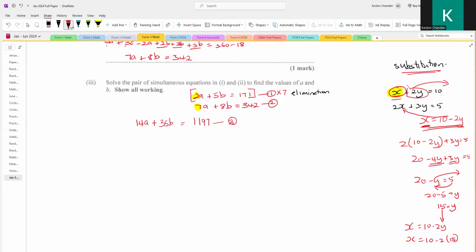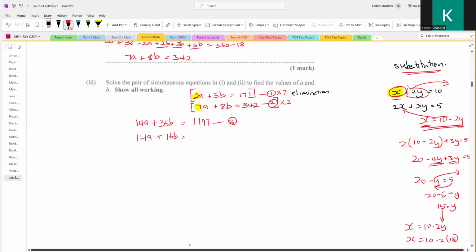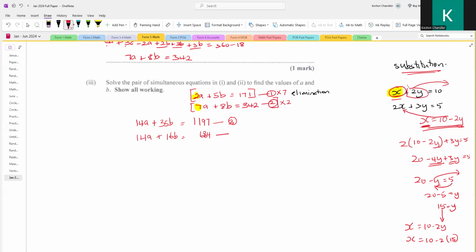Okay, now, remember we want to make the two A's have the same coefficient, the same number in front of it. So to turn this 7 into a 14, I have to multiply by 2. But when I multiply the entire equation by 2, while I will get the 14A, 8 is going to multiply by 2 and become 16B. And 342 is going to multiply by 2 and become 684. And this is another equation, equation 4.